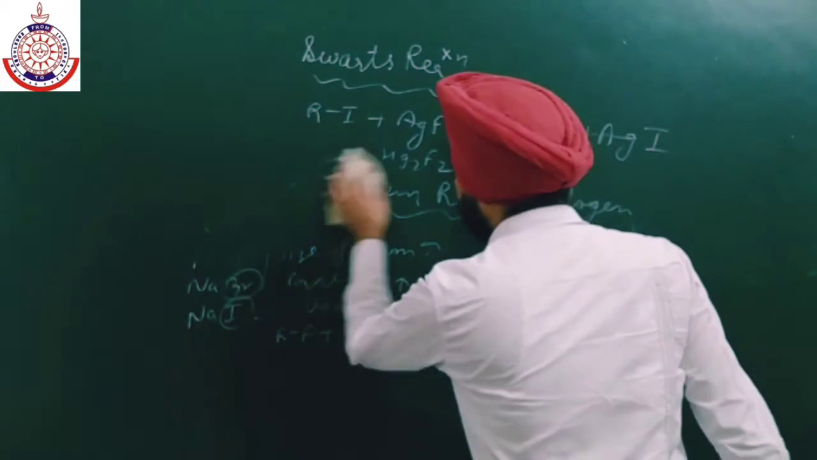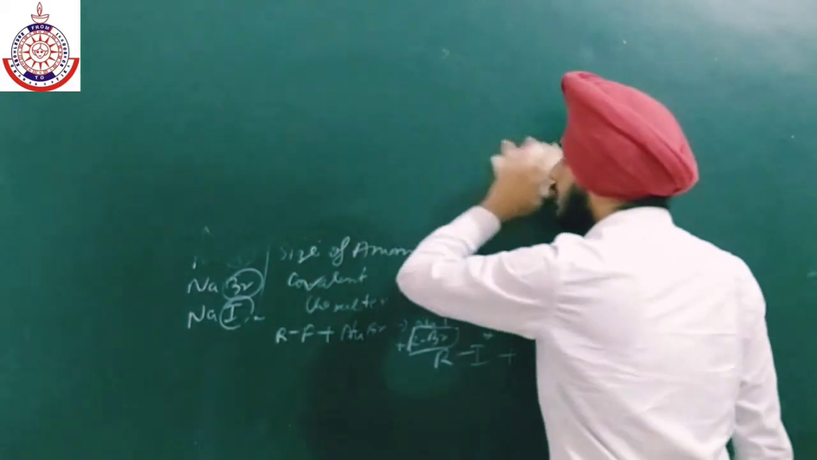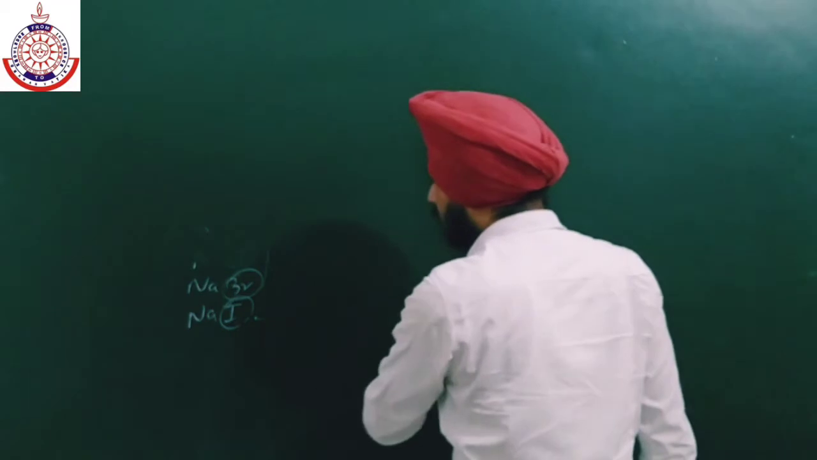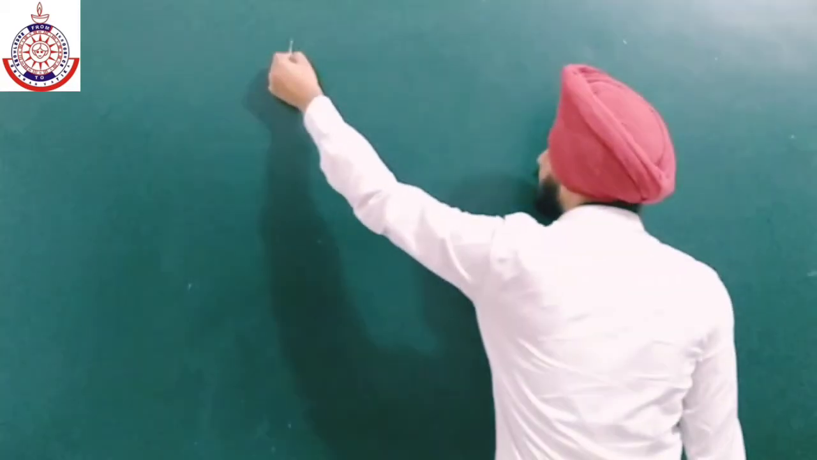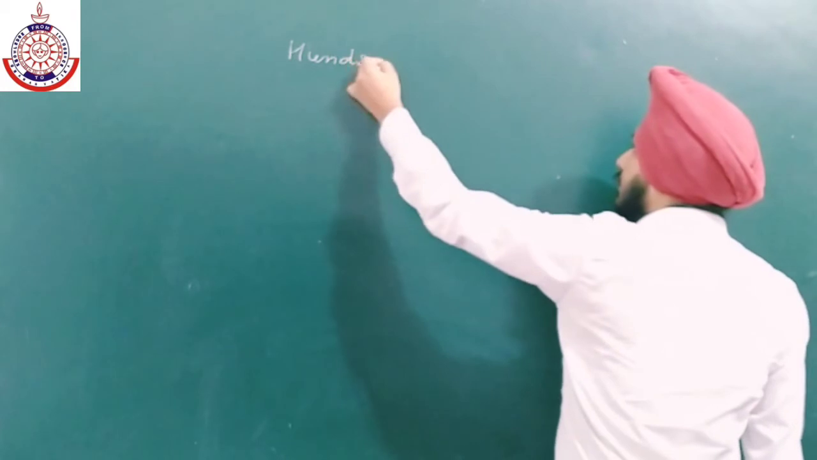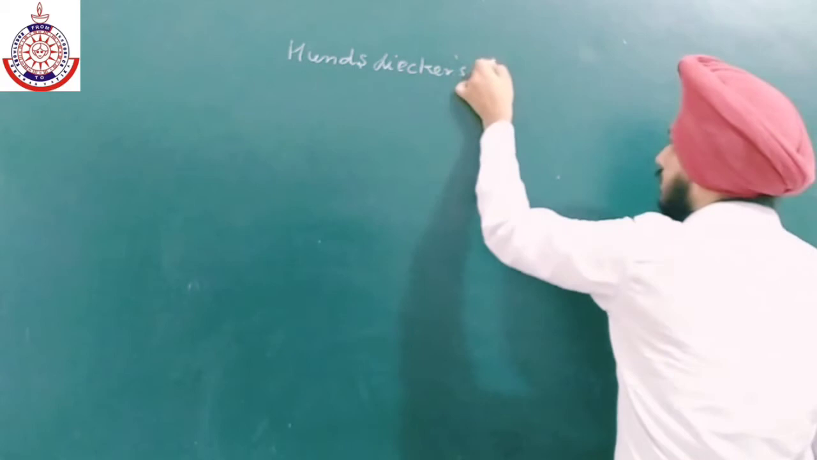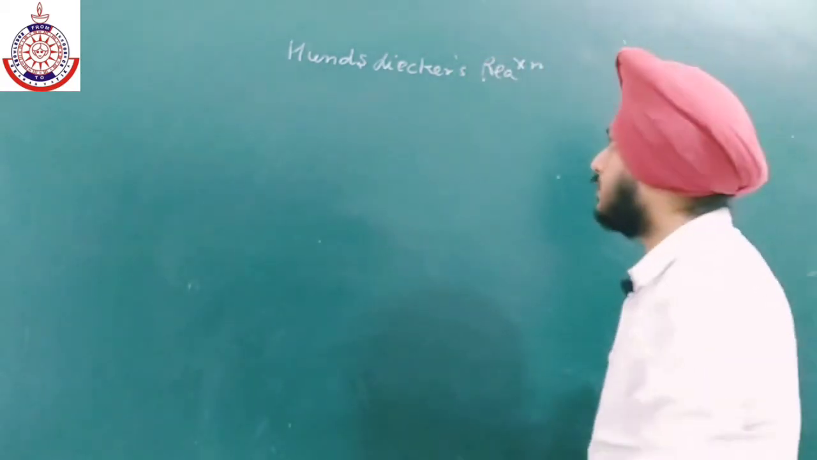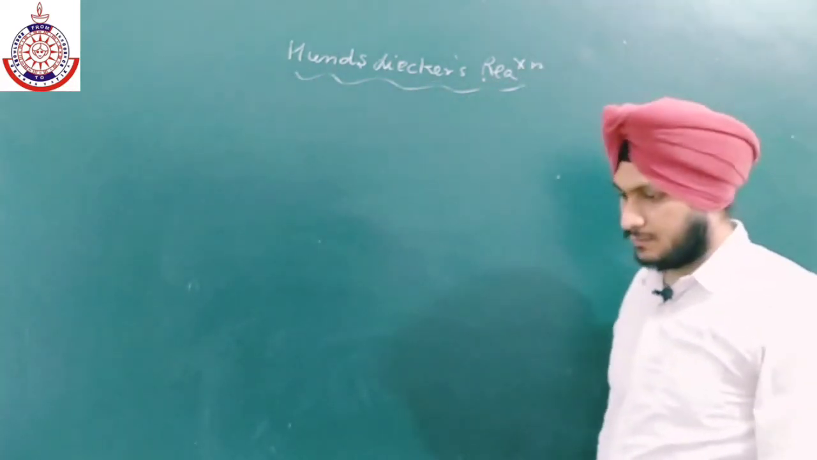Now let's move on to the last method of preparation, and this method is very important. This is also a name reaction, and it is important because we can also prepare haloarenes by this method. Haloarenes can also be prepared by this reaction, which is known as the Hunsdiecker reaction. I don't know the exact spelling, so you should check the spelling of Hunsdiecker once.